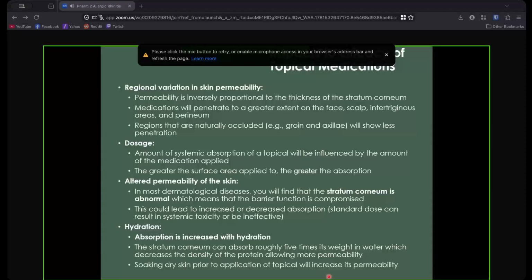The more hydrated a person is, or the stratum corneum, the skin, the more permeable it is. So the more it can absorb. So just, again, looking at the bolded areas and understanding these are things that impact if my medication is going to work, because it is impacting whether or not it is absorbed.